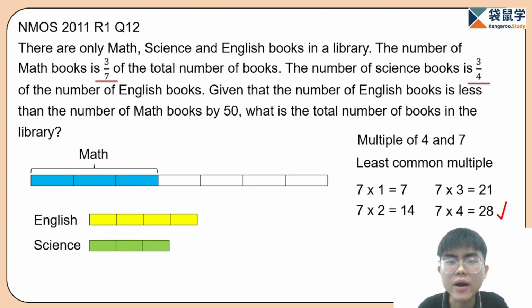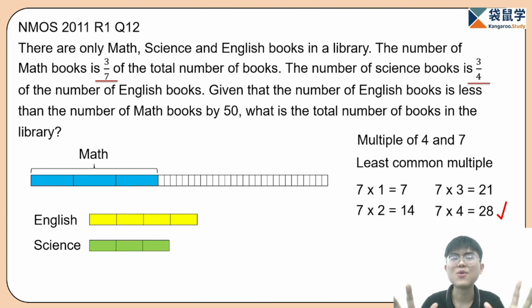We will need to separate 1 unit into how many units? 7 units. Okay, so 1 unit I separate into 7 units. And for the other 3 units, I will also separate them into 7 units just like this. 1, 2, and 3. Alright, now let's try to put English book and science book into the model.